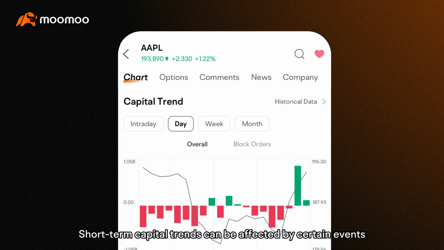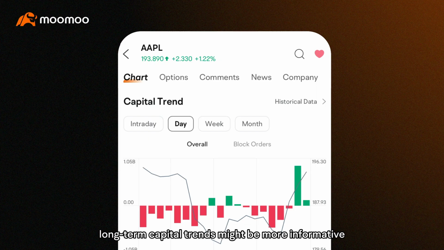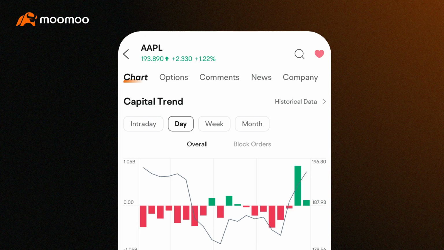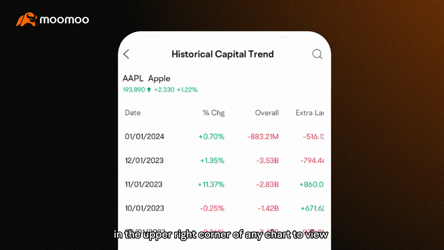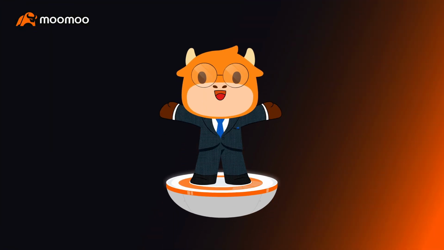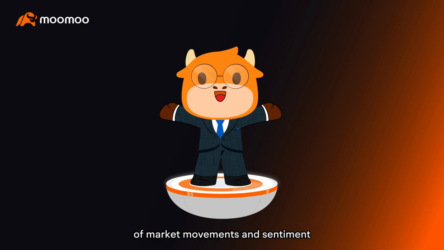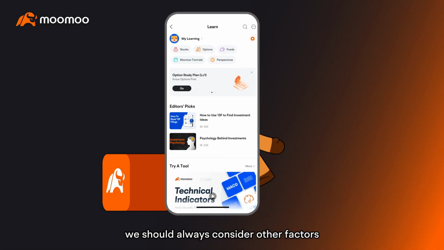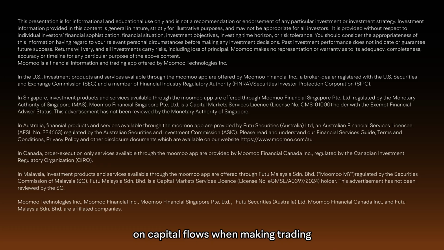Short-term capital trends can be affected by certain events. So sometimes, long-term capital trends might be more informative. You can tap on Historical Data in the upper right corner of any chart to view 200-day data for capital flows. Capital flows are considered leading indicators of market movements and sentiment. However, we should always consider other factors as well when analyzing trends and not solely rely on capital flows when making trading decisions.